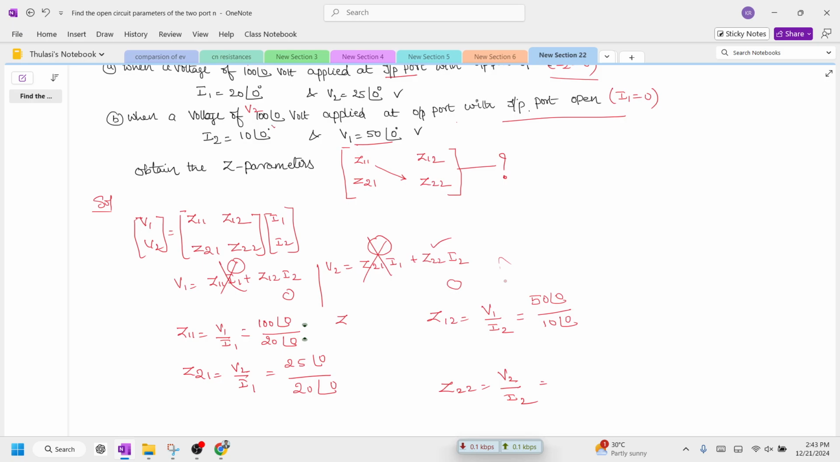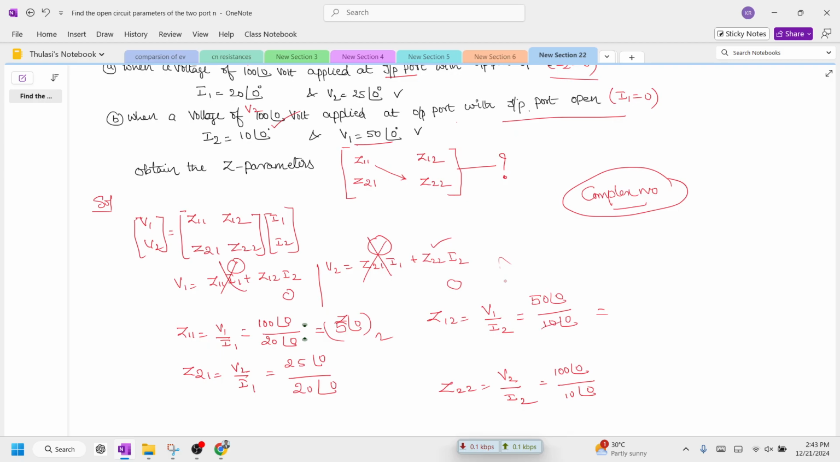And what is the V2 given in the problem? 100 at an angle 0 divided by I2, I2 is 10 at an angle 0. If you don't know how to express in R comma theta, you can refer to our old videos on how to solve complex numbers, how to handle complex number addition, subtraction, division. Then you will get clarity here. So this we can directly divide. This is nothing but 5 at an angle 0 ohms.